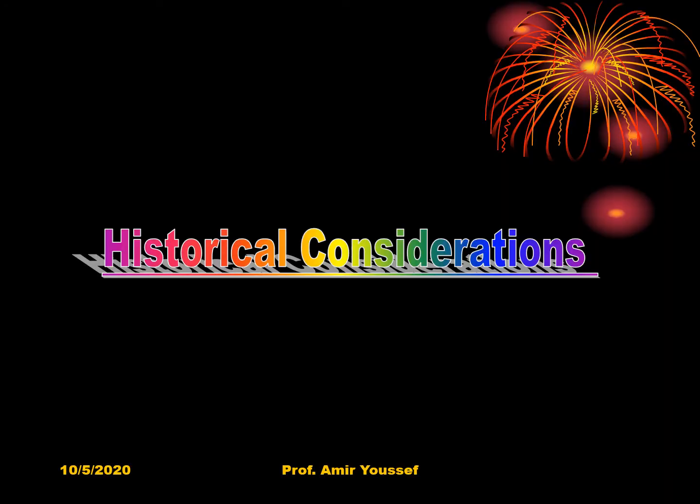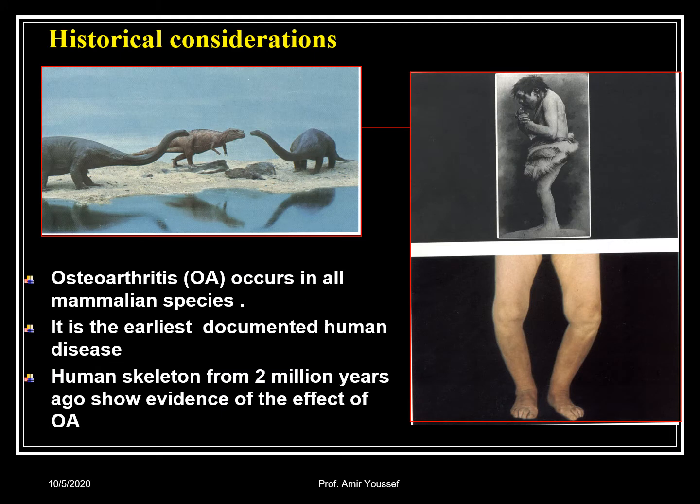Historical considerations. Osteoarthritis occurs in all mammalian species. It is the earliest documented human disease. Human skeletons from 2 million years ago show evidence of the effect of osteoarthritis.